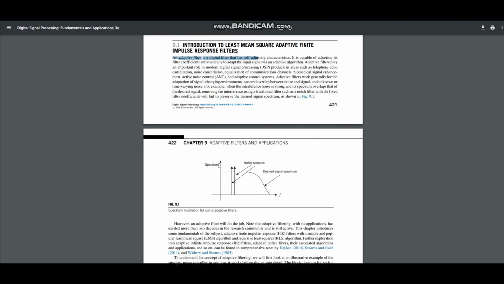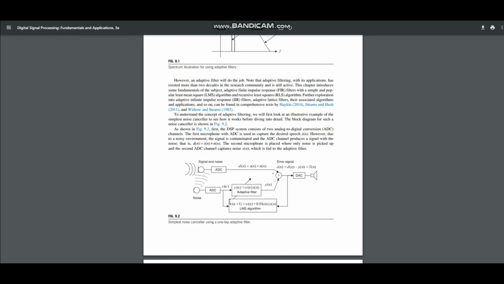So moving forward, this is the spectrum illustration for adaptive filters. And this one here is the diagram for the simplest noise canceller using a one-tap adaptive filter. This block diagram is the simplest noise canceller, which uses a one-tap adaptive filter, and it is a very basic but effective method for noise reduction in signal processing. Briefly, this method uses adaptive filtering with a single coefficient, or tap, to minimize the noise in a desired signal.